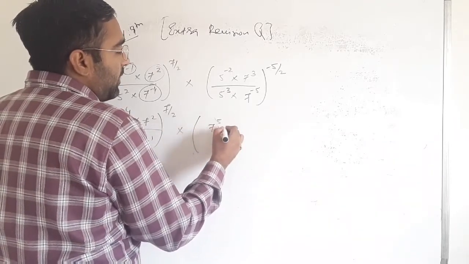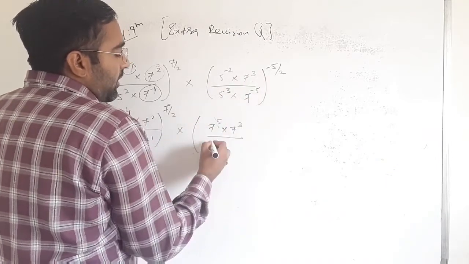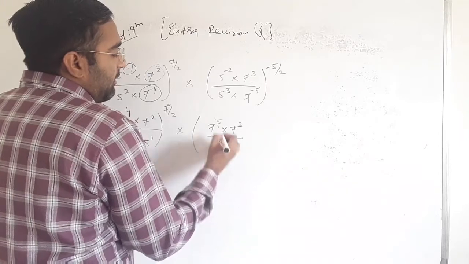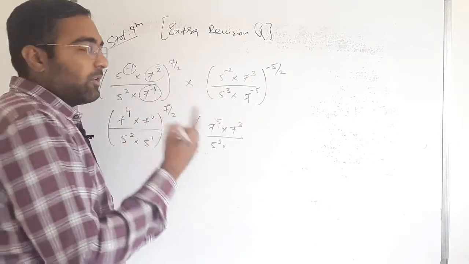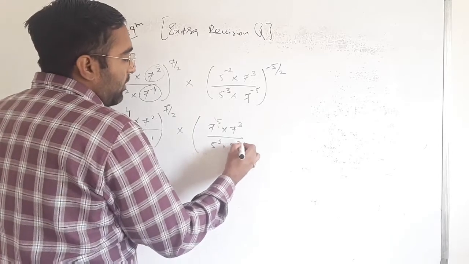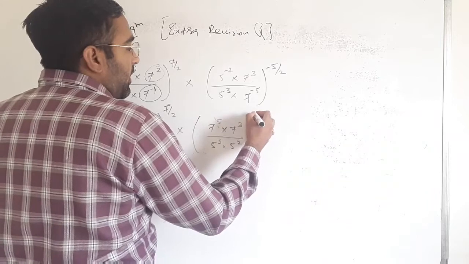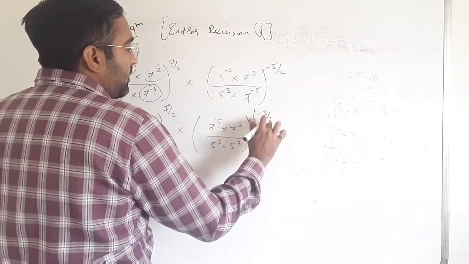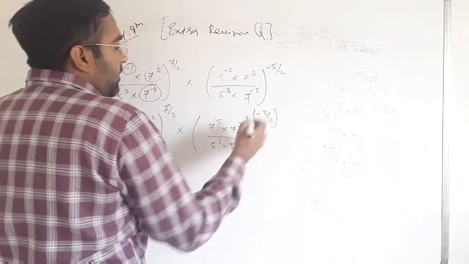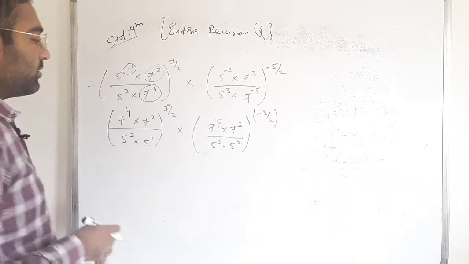So 7 raised to 5 into 7 cube is already given here, and 5 cube is already given in the denominator. Now 5 raised to minus 2 is shifted to the denominator, so now your power will be positive here. And again here minus 5 by 2 is given; I'll convert this power later, after the question is solved here.